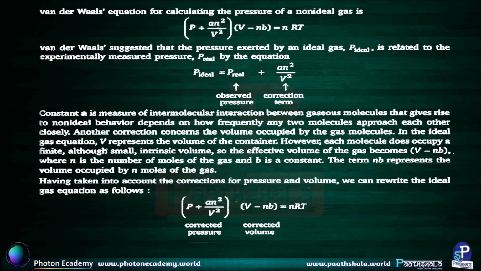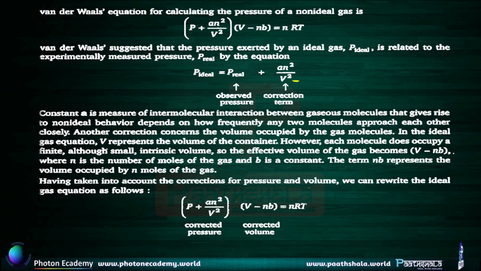Van der Waals equation for calculating the pressure of a non-ideal gas is (P + an²/V²)(V − nb) = nRT. Van der Waals suggested that the pressure exerted by an ideal gas, P ideal, is related to the experimentally measured pressure, P real, by the equation P ideal = P real + an²/V². That is basically the correction term in the observed pressure.